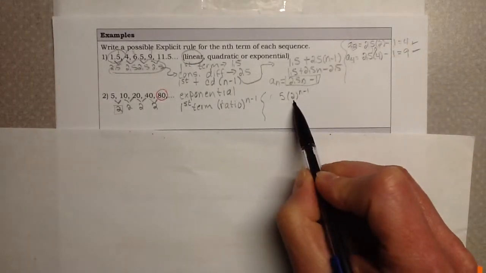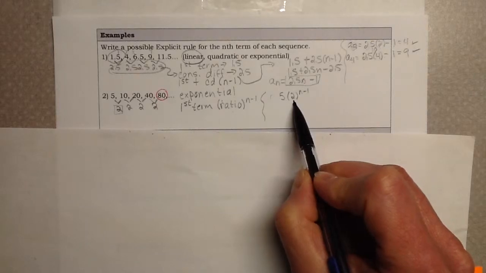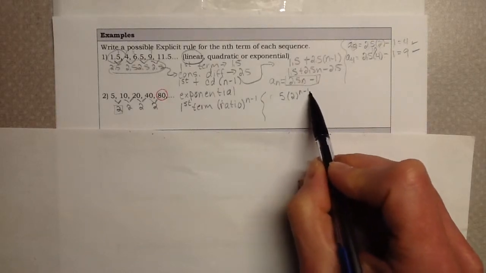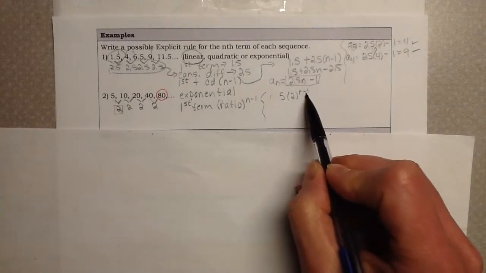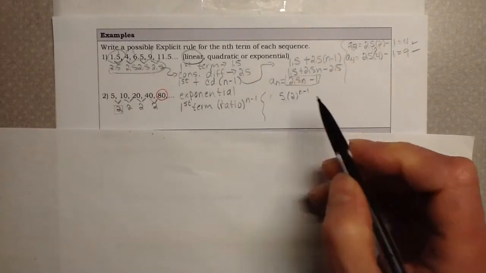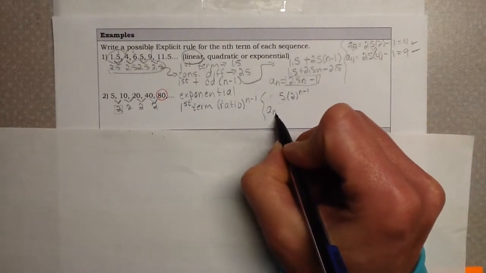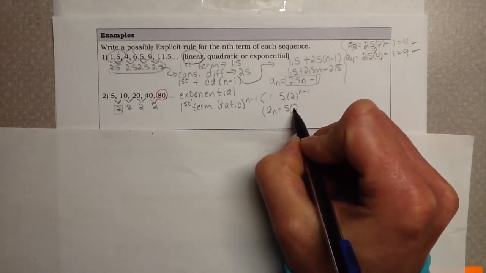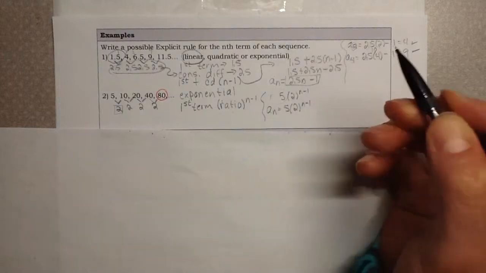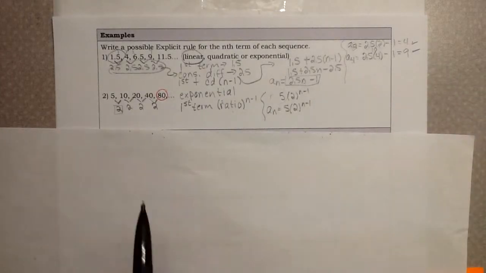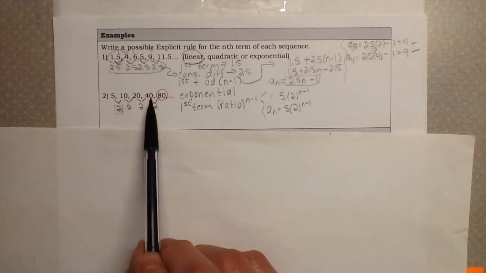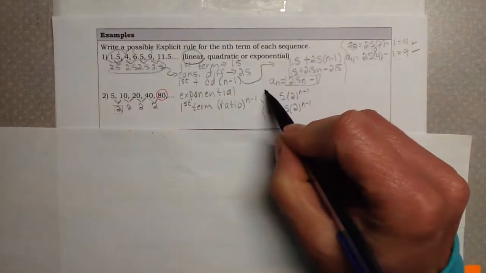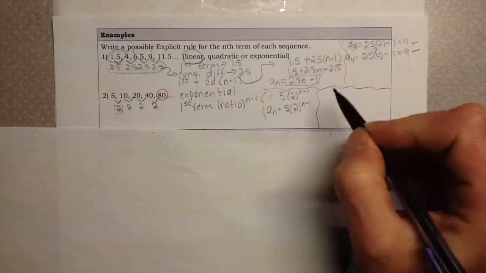Well, if we want to find the first term, when we put a 1 here, this changes to a 0, which will take whatever is in here. Anything to the 0 power is just 1. So basically, we get our first term. So let's try writing a sub n equals 5 times 2 to the n minus 1. And sometimes you'll have to adjust this, but we saw that it worked with our first term. Let's try the second term and maybe the fourth term. So we're just testing this out here.